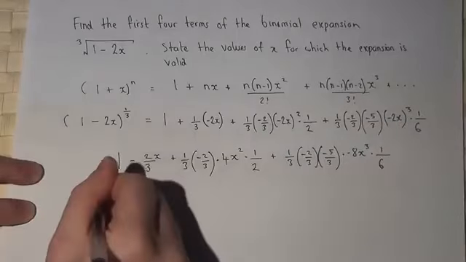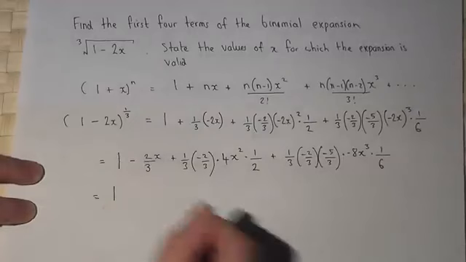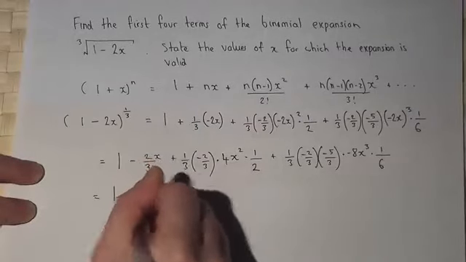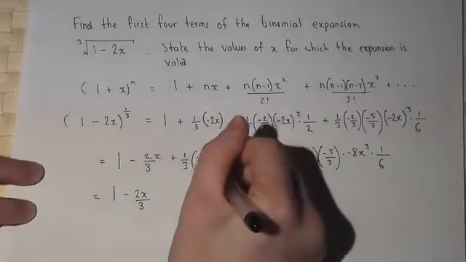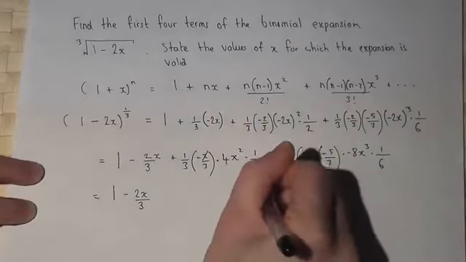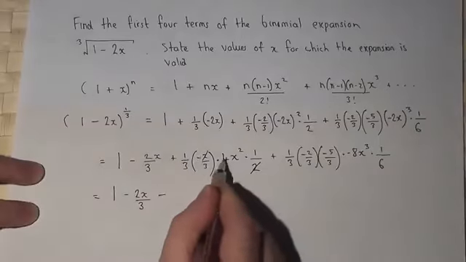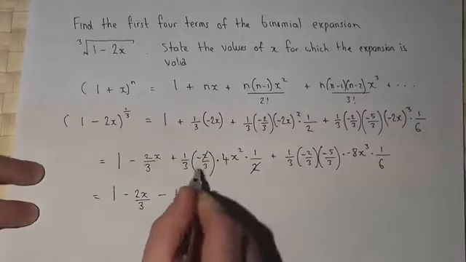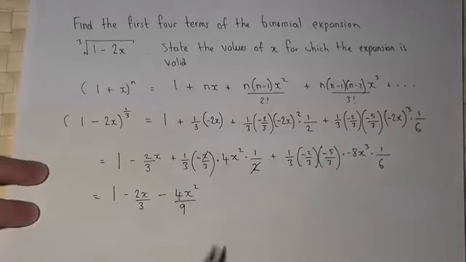So to finish off, I make it as simple as possible. So the first term doesn't change. Minus 2x over 3. Right then, the 2 here and the 2 here can cancel off. So I've got 1 minus sign. I've got 4x squared. And 3 times 3 is 9. So that's the third term.